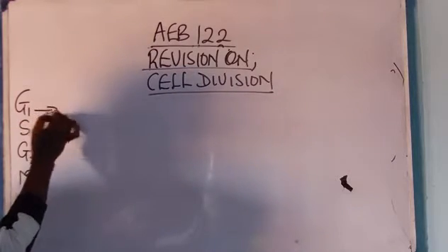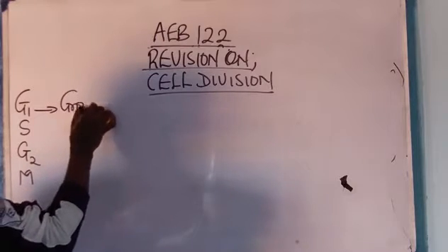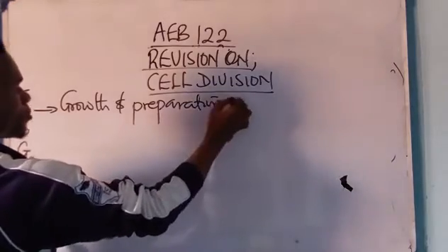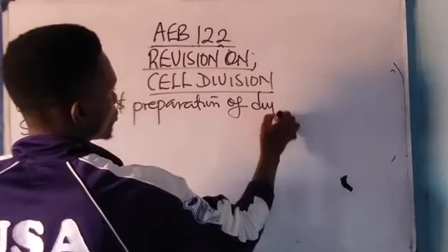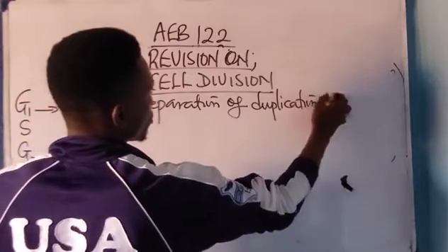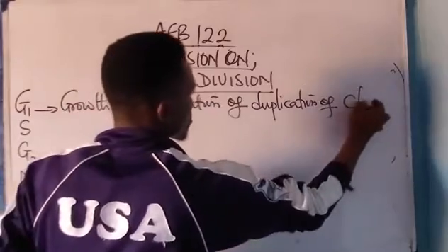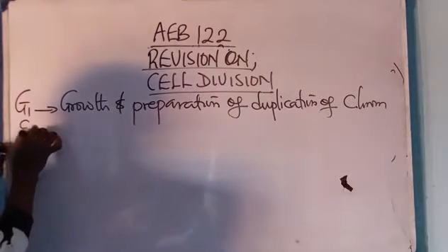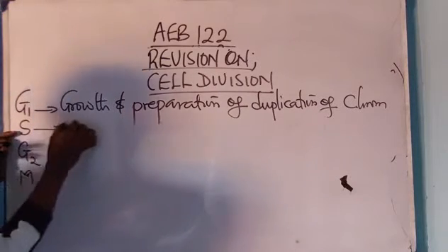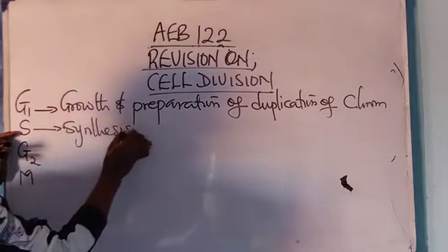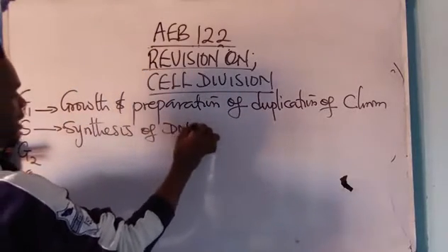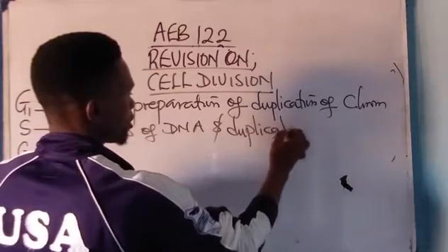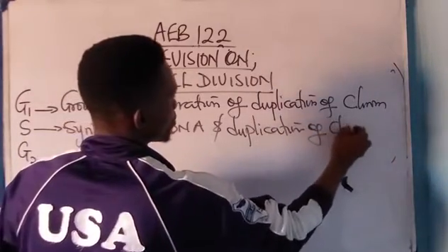All right. The gap 1 is characterized by the growth and preparation of duplication of chromosome. Which means that the growth of chromosome occurs in this gap 1 phase. The S stage has synthesis of DNA and duplication of chromosome.